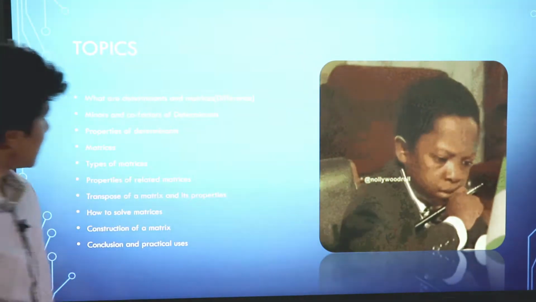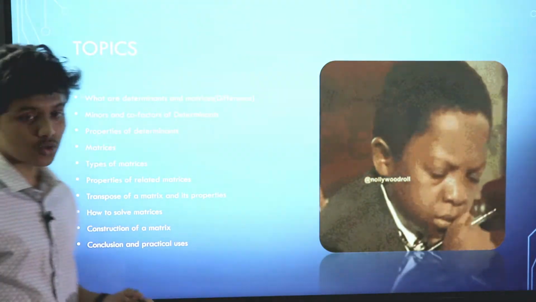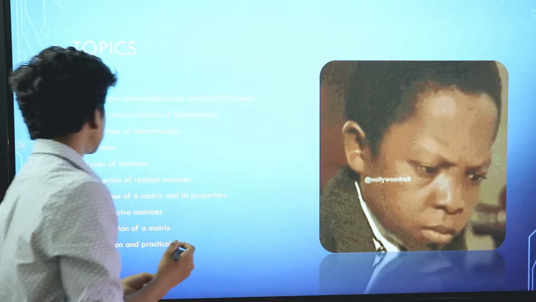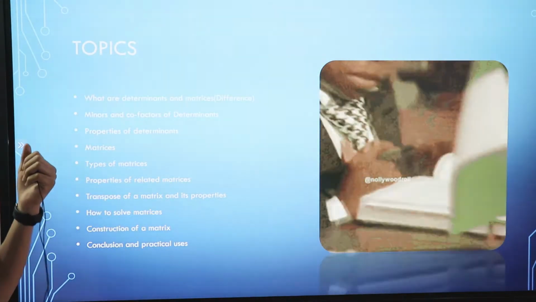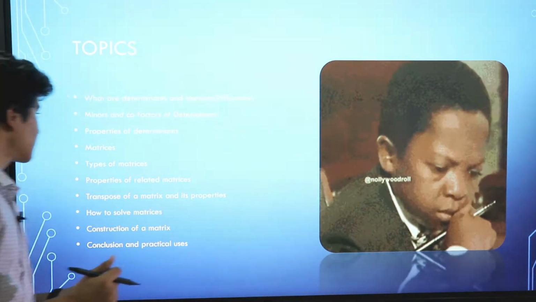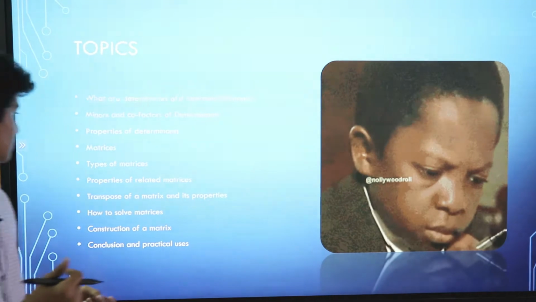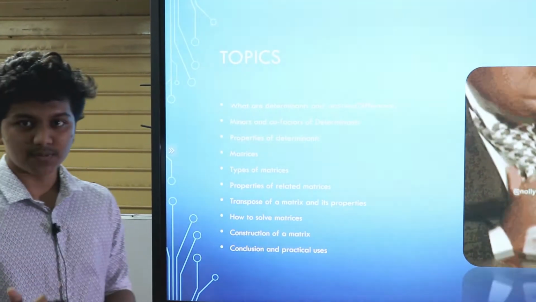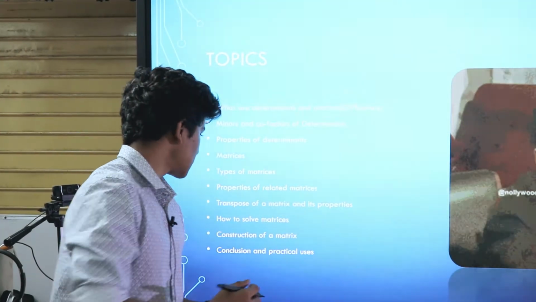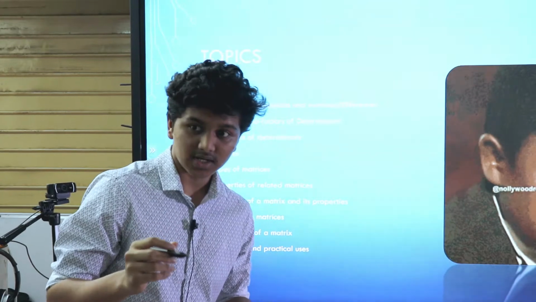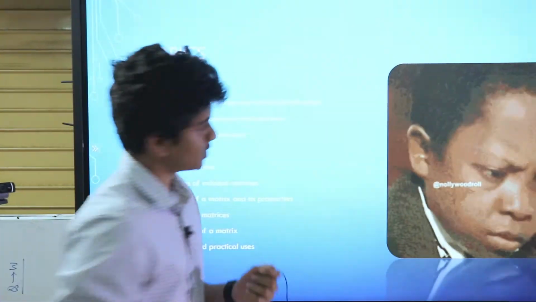Alright, so the topics to be covered today: I'll be going through what are determinants and matrices, the difference between them, why they are two different terms. A small subtopic under determinants, which is minors and cofactors, properties of determinants, matrices, their types, their properties, transpose of a matrix, how to solve a matrix, which is very important, and how to construct a matrix, and obviously its practical uses.